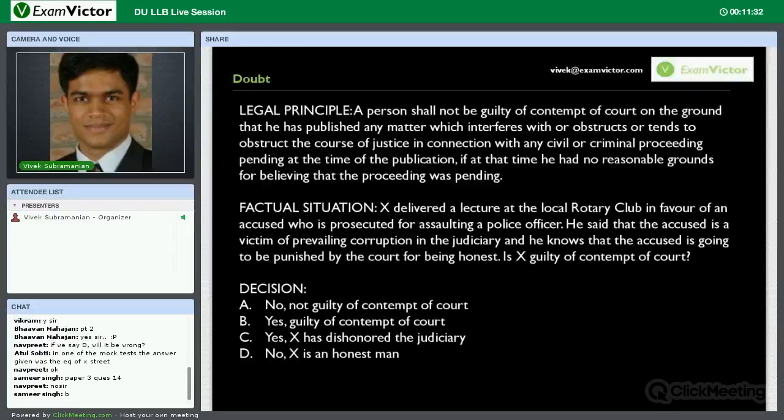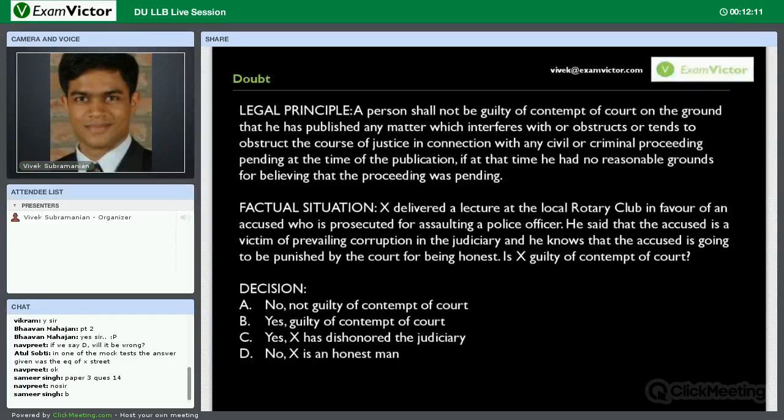Dear students, let's move on to the legal aptitude portion. The first principle is here before you. A person shall not be guilty of contempt of court on the ground that he has published any matter which interferes with or obstructs or tends to obstruct the course of justice in connection with any civil or criminal proceeding pending at the time of the publication.